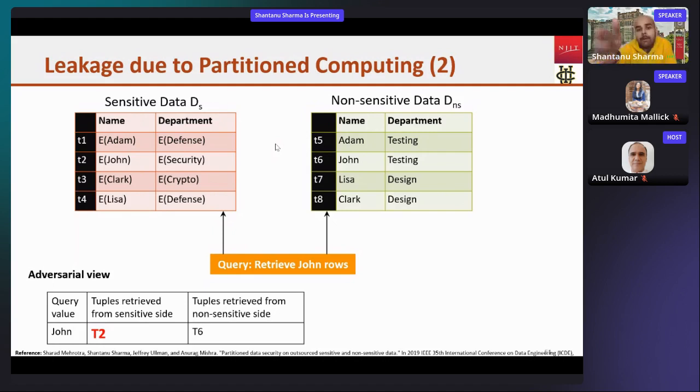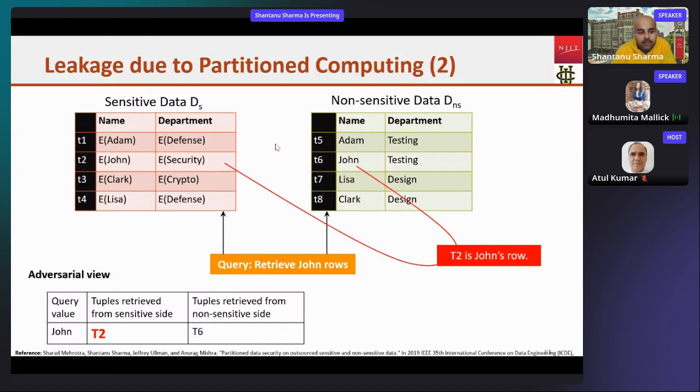So when we were not executing any query, everything was secure. But once we execute a simple selection query, the adversary immediately knows that the second row corresponds to John. And John is the person who works in two different departments, in the sensitive department, that is security, and in the non-sensitive department. So there are some leakages happening here.